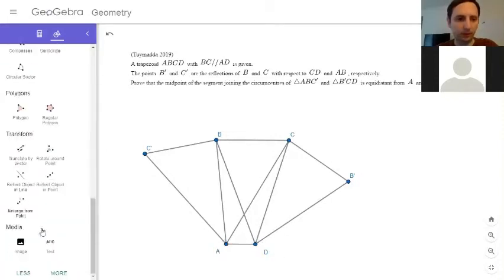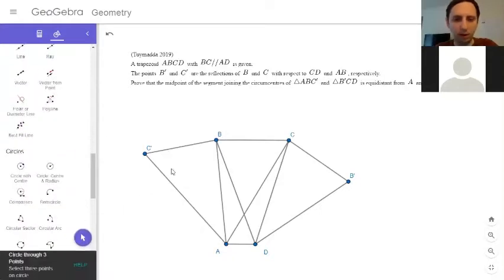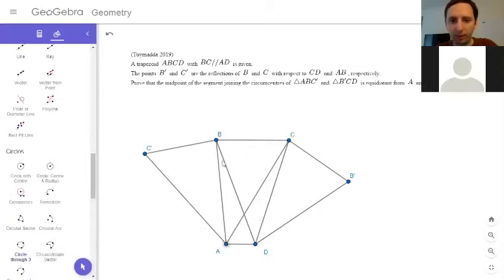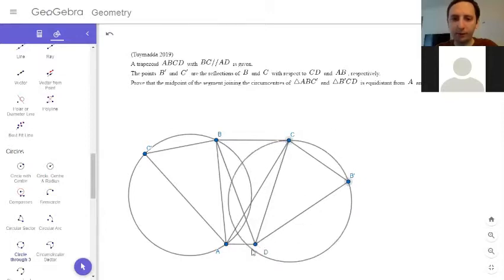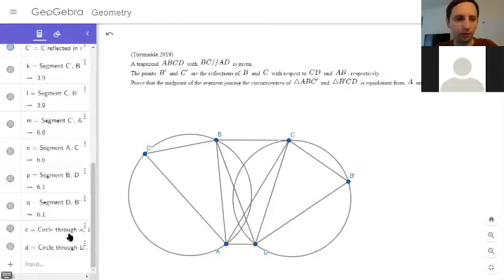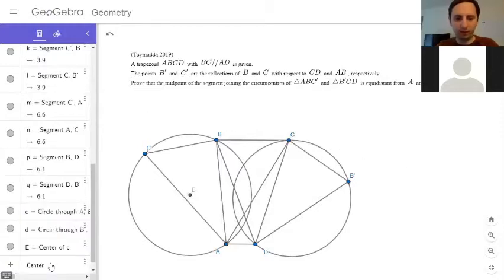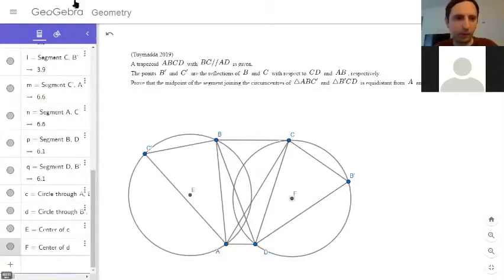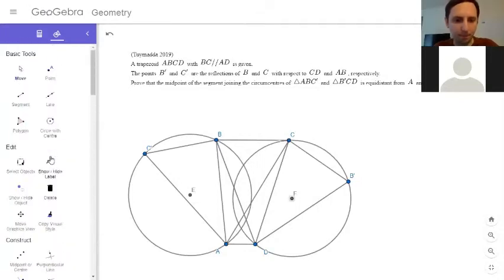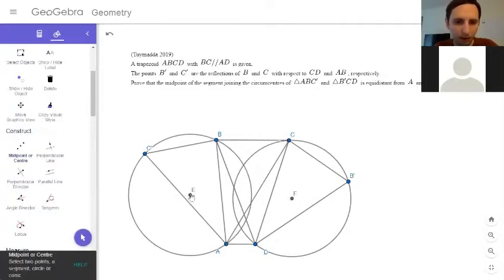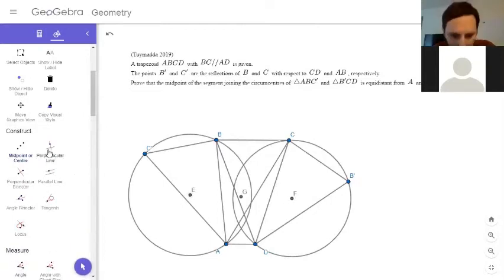So I'm going to draw the circumcircles. ABC prime. Okay, so that circle's basically ABC prime is congruent to ABC, and B prime CD, we know that's congruent to BCD. So let's draw in the centers of those two circles. So we have the centers E and F, and we want to take the midpoint. Midpoint of E and F, which is G.